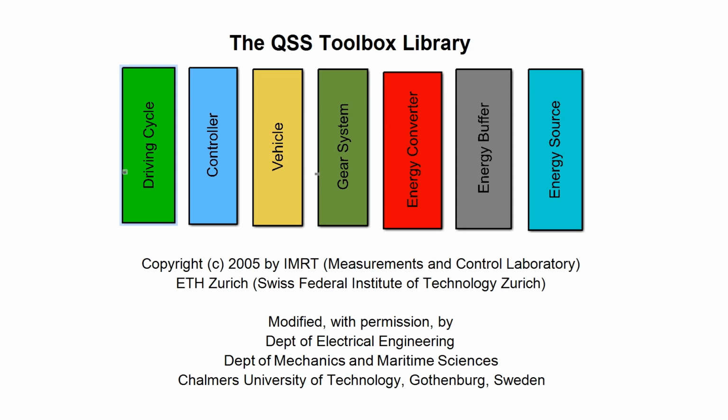So, start MATLAB Simulink, load all the folders and subfolders of QSS, and then start with the QSS library. For the conventional powertrain, we need a driving cycle from the sub-library called driving cycle, a force and wheel model from vehicle, a transmission from gear system, an engine from energy converter, and a fuel tank from energy source.